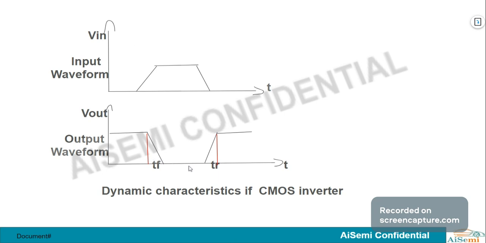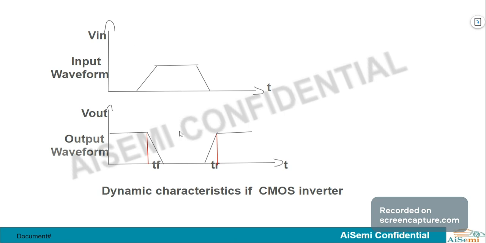And what is the edge rate? You know what the edge rate is? The edge rate is the combination of rise time and fall time. So the TRF is equal to (TR plus TF) by 2.